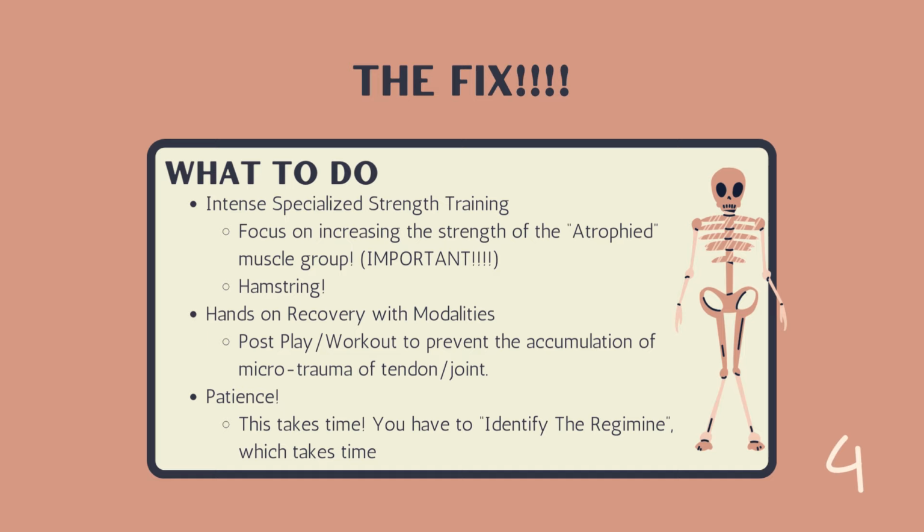Number one, intense specialized strength training. I repeat, intense specialized strength training. Number two, hands on recovery with modalities. And last but not least, patience. When you're doing your intense specialized strength training, focus on increasing the strength of the atrophied muscle group. I said that earlier. The strength needs to be improved of that group.